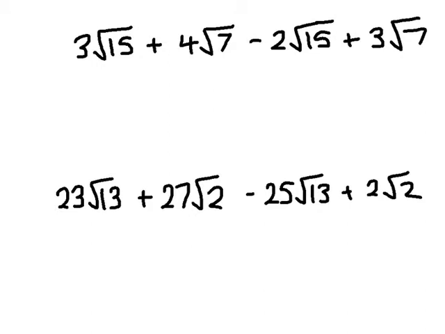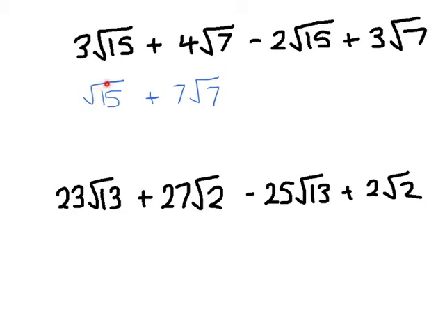So with these ones, we can put together the things that are the same. So these are root 15. So those two things can go together. So I've got 3 root 15 minus 2 root 15, which will give me 1 lot of root 15. Then I can put together 4 root 7 with plus 3 root 7. And that will give me 7 lots of root 7. So I've got root 15 and I've got 7 root 7.